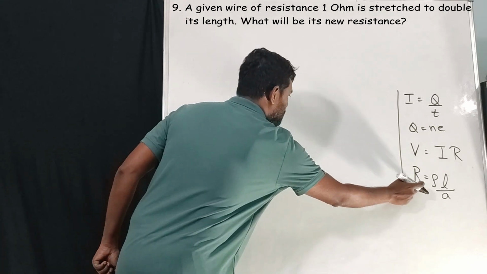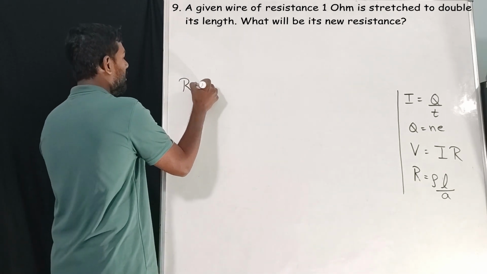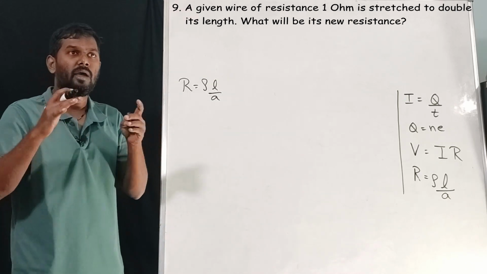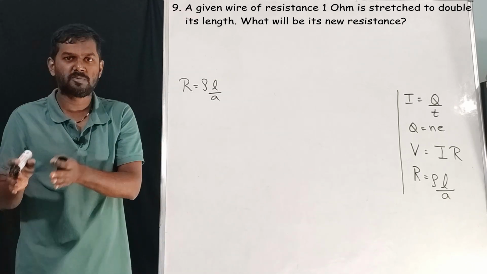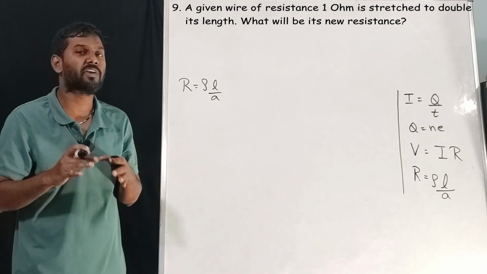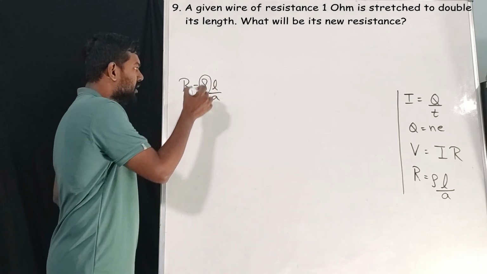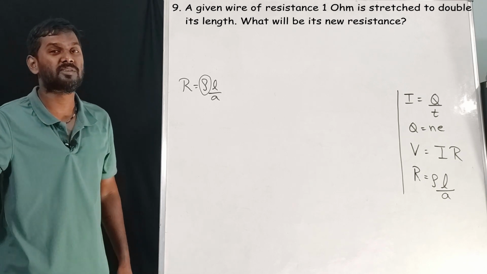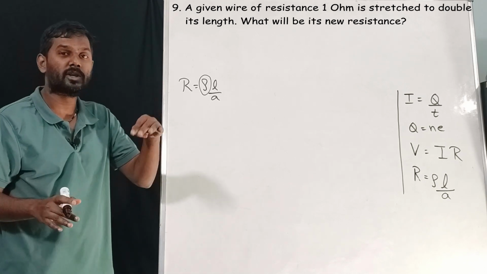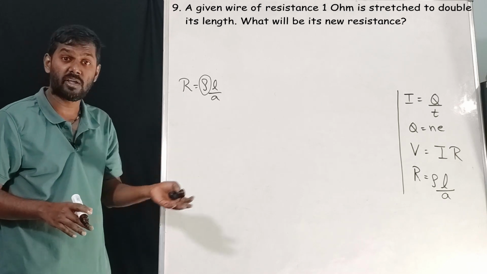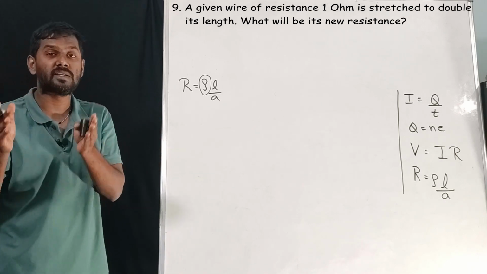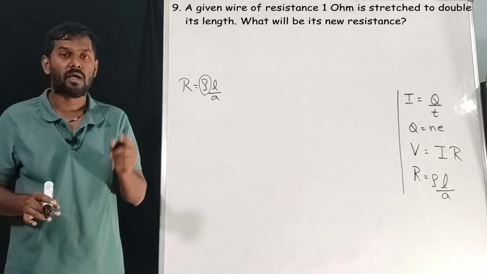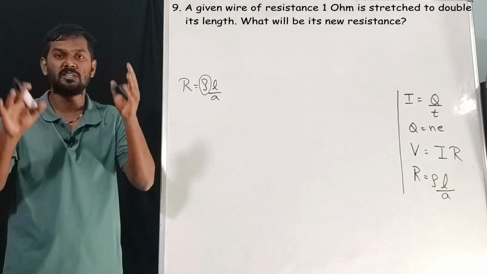Which formula we have to use? This is the formula we have to talk about here. So if the material is same, specific resistance will be same. Specific resistance is nothing but resistivity. Resistivity is equal to specific resistance. Both are same. Don't get confused whether they are talking about resistivity or resistance. For a same material, resistivity or specific resistance remains same.